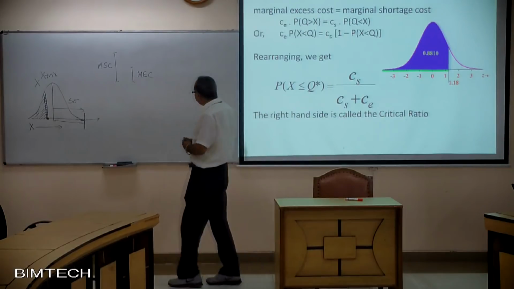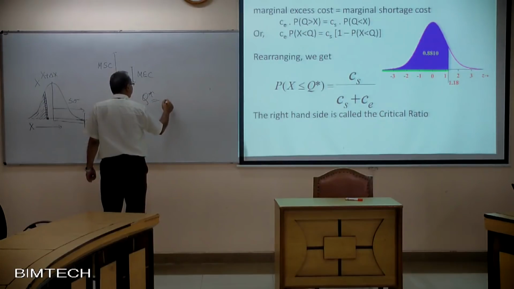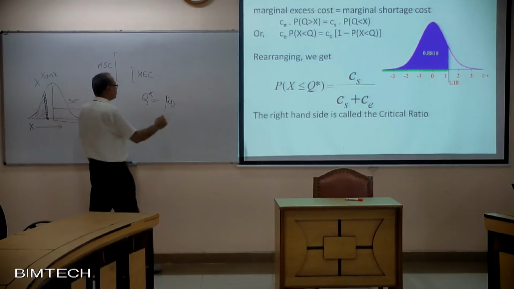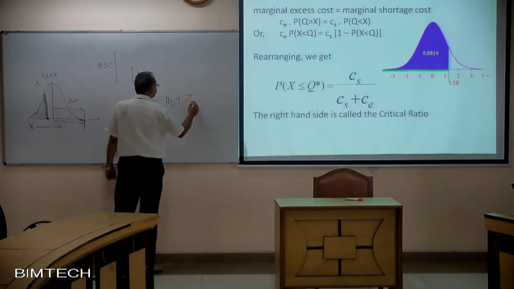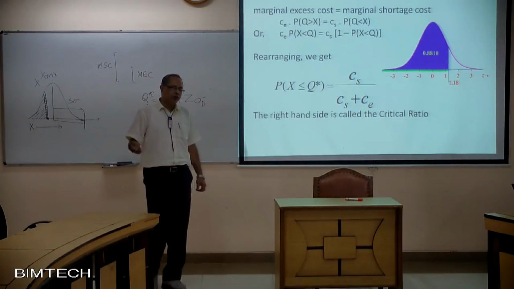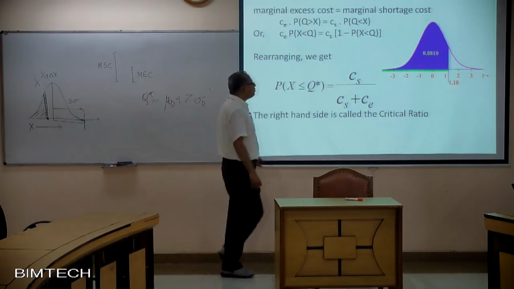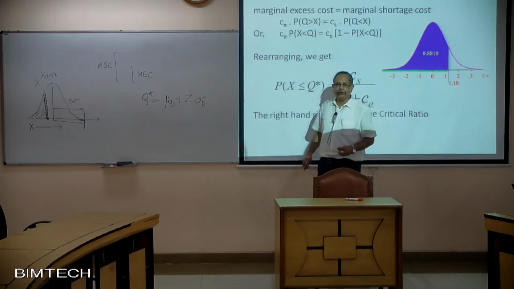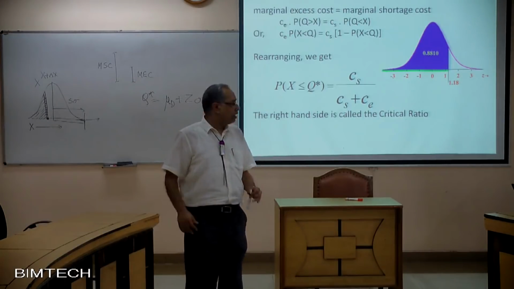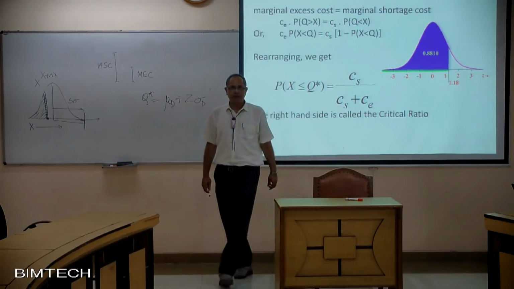And once I have the z value, my q star can simply be written as mu d, the mean demand, plus z multiplied by sigma d. Remember, mu d and sigma d are already known. The only thing I need is z. And where do I get the z from? I get the z value from the standard normal table. What value of probability do I look for? The cumulative probability that I look for is given by the critical ratio.